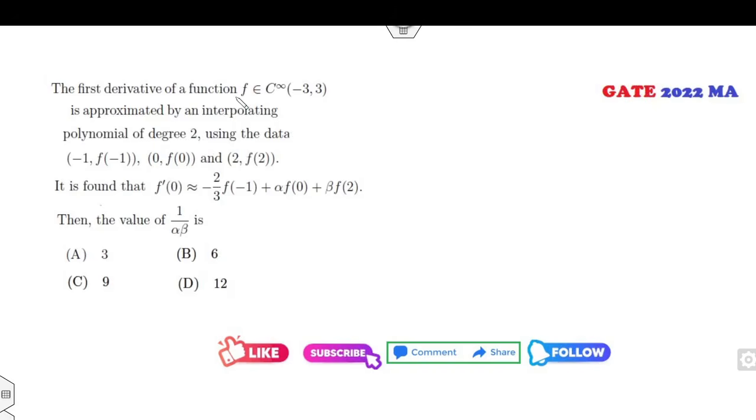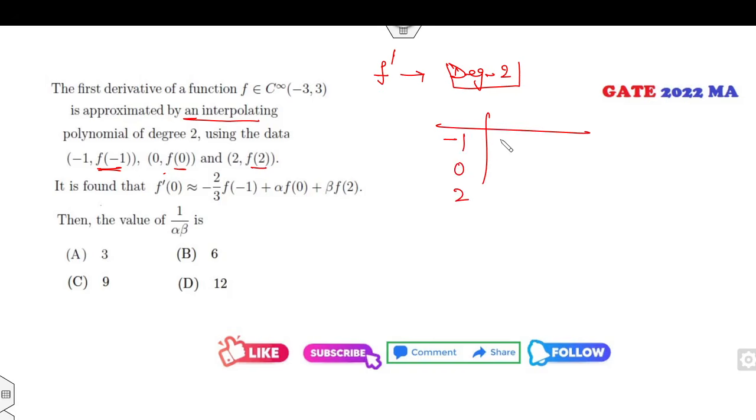The first derivative of the function is approximated by a polynomial of degree 2. The first derivative is approximated by degree 2. Fine. Then, okay, they are not given as points because f(−1) is not given to you. How can you think about that? You are unable to draw this table. Look at that: if you write this table, f(−1) is unknown, so since these values are unknown, you are unable to compute these values.